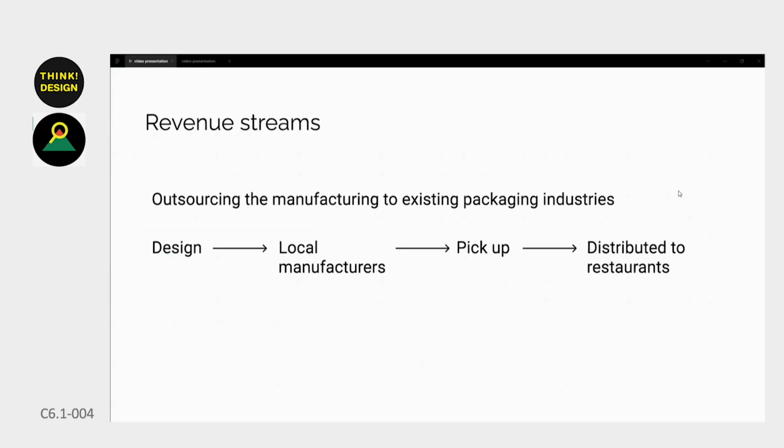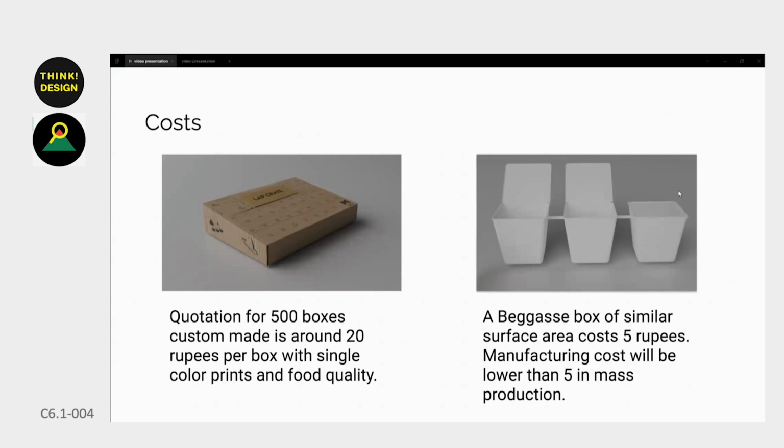For our revenue streams, we plan to outsource manufacturing to existing packaging units and distribute the box to restaurants ourselves. A manufacturer quoted the price of 500 boxes to be around rupees 20 per box, and a bagasse container of similar surface area to the side dish tray cost rupees 5 on the market. From these, we estimated the manufacturing cost to be under 30 rupees, which would be lower when we mass manufacture.